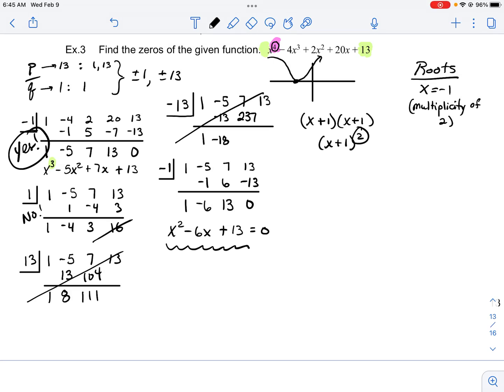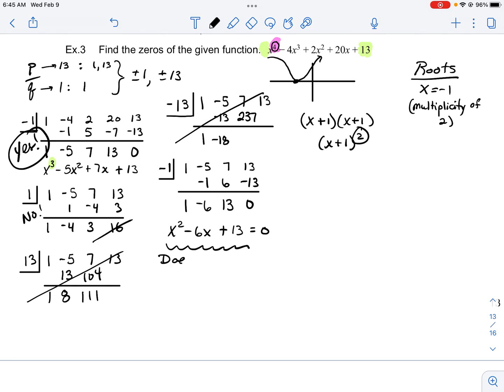Okay, we're back to finish example 3. We have found a rational root from our choices of plus or minus 1 and plus or minus 13. It ended up that we had the same value work twice, and now we're down to this quadratic. That's your goal. Get it down to a quadratic, and then if it doesn't factor, you can use the quadratic formula. Well, that's the situation that we're in here.